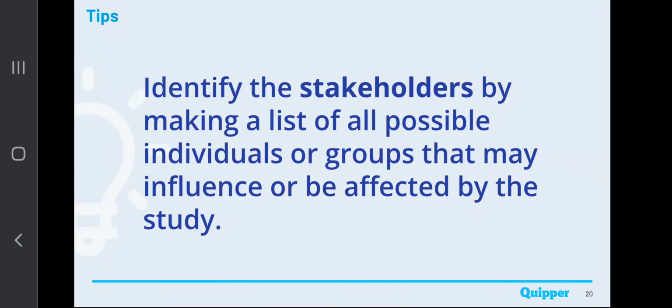Now, here's a tip that I want you to take note. Always identify the stakeholders by making a list of all possible individuals or groups that may influence or be affected by the study. Just make a foresight, or foresee those groups or individuals that could possibly be targeted, whether it is direct or indirect, as stakeholders of the study. Another tip is to define beneficiaries of the study by identifying the ones who will be positively affected by the research through various means such as gains, improvements, or developments.